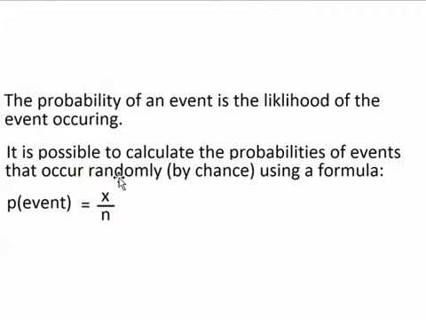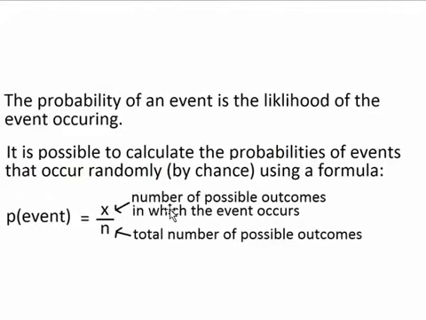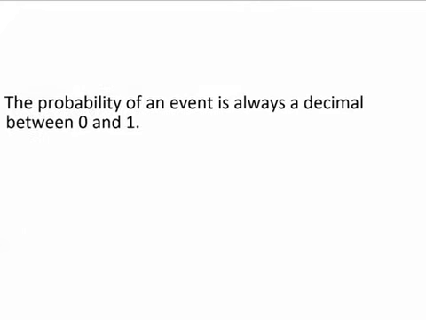And let's talk about what x and n stand for. X is the number of possible ways that an event could occur, and n is just the total number of possible outcomes that could happen. And I think this formula will make more sense once we go through some examples of using the formula. But before we go through examples, I wanted to talk a little bit more about the theory behind probability.